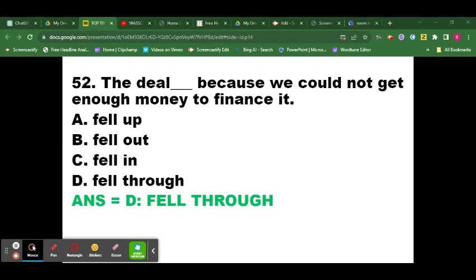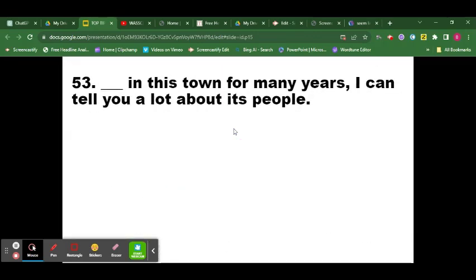What does it mean when something fell through? Okay, this is another phrasal verb. To fall through here means failed or came to nothing, when something didn't succeed. So the deal fell through means that the deal failed. It didn't work out.